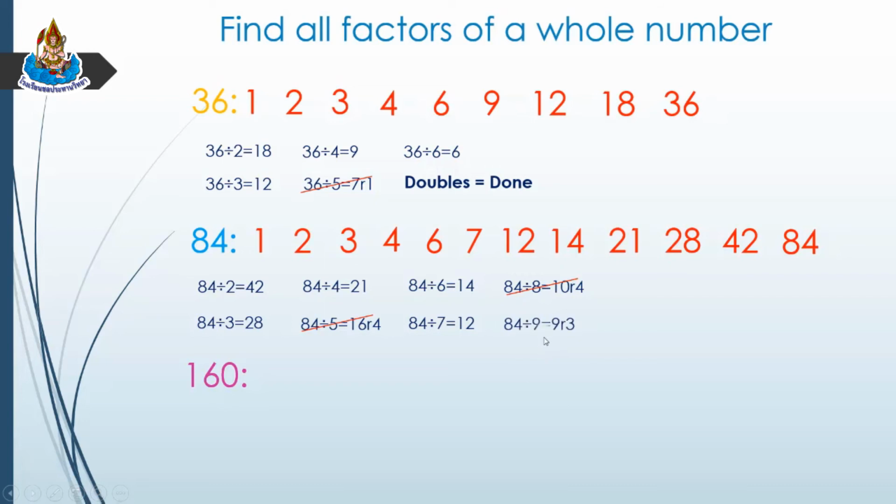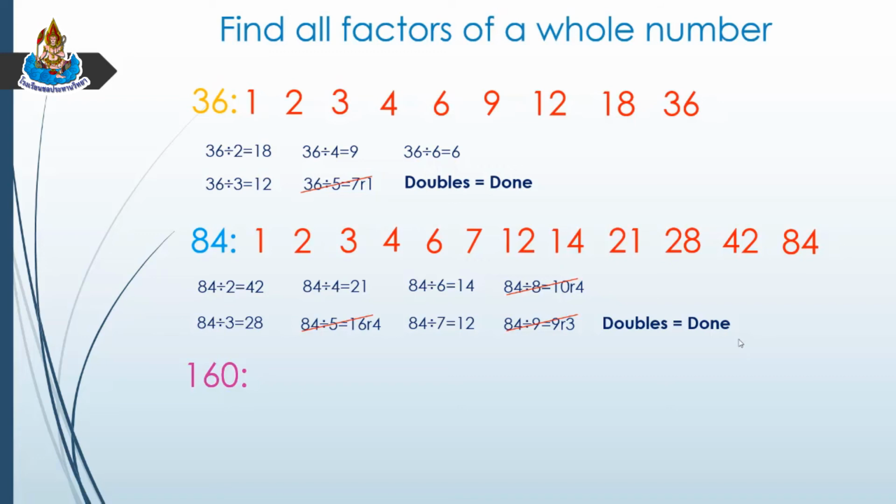9. Again, we've got the remainder, so let's cross it. And now we've got doubles. Yes, this 9 got the remainder 3, but it's also the same as doubles. We have 9 and 9. So we're done with this number. And let's move to the last number, 160.